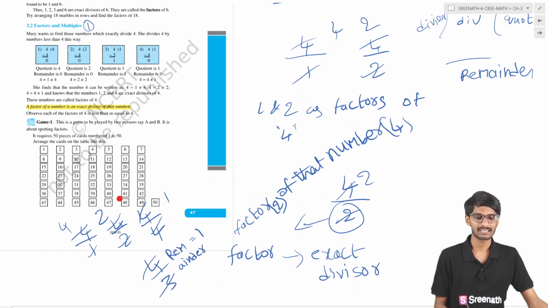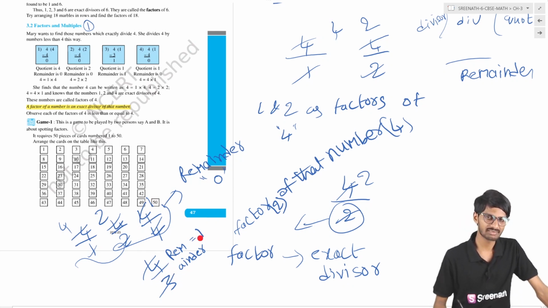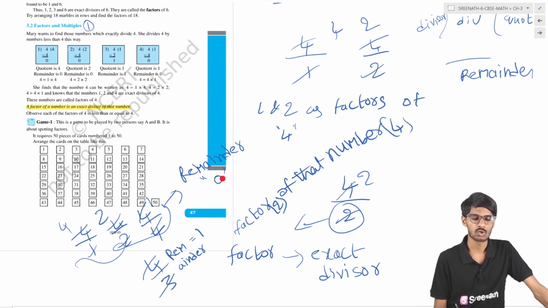But in all these other cases, the remainder is 0, students. So for that reason, if you are dividing any number with the exact divisor, you have to get remainder 0. Then we call that exact divisor the factor.